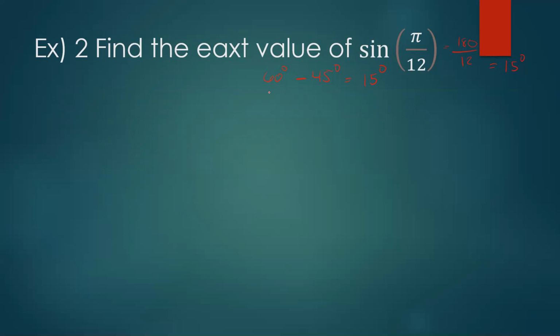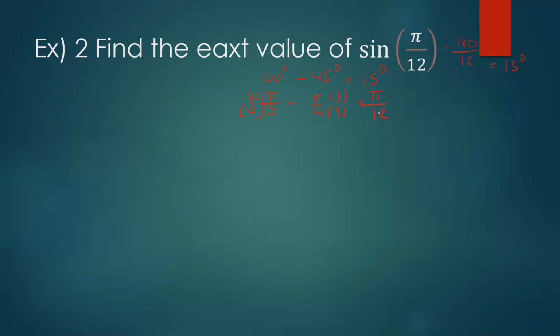So 60 degrees in radians is pi over 3, minus 45 degrees, which in radians is pi over 4. Remember, when you're subtracting, you need a common denominator. So this is a 4 here, 4 here, and a 3 here, 3 here. So that would be 4 pi minus 3 pi, which is pi over 12, right?